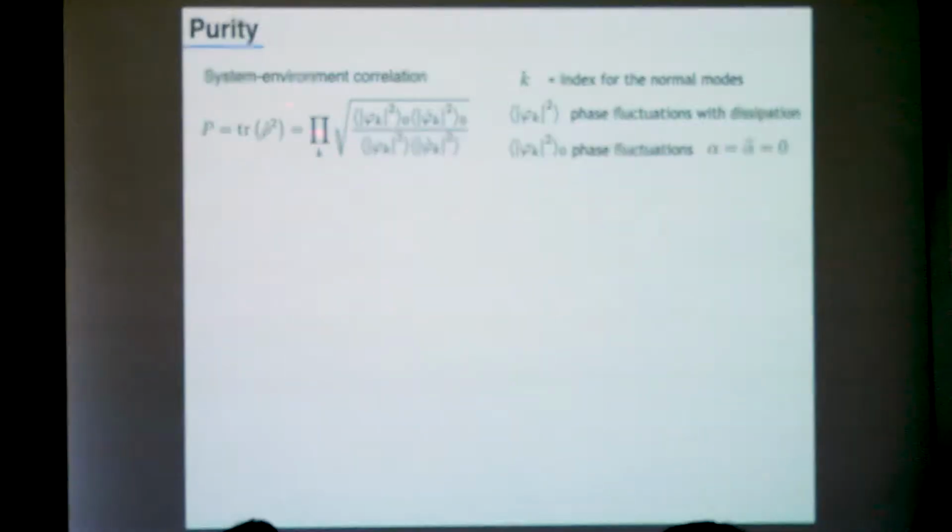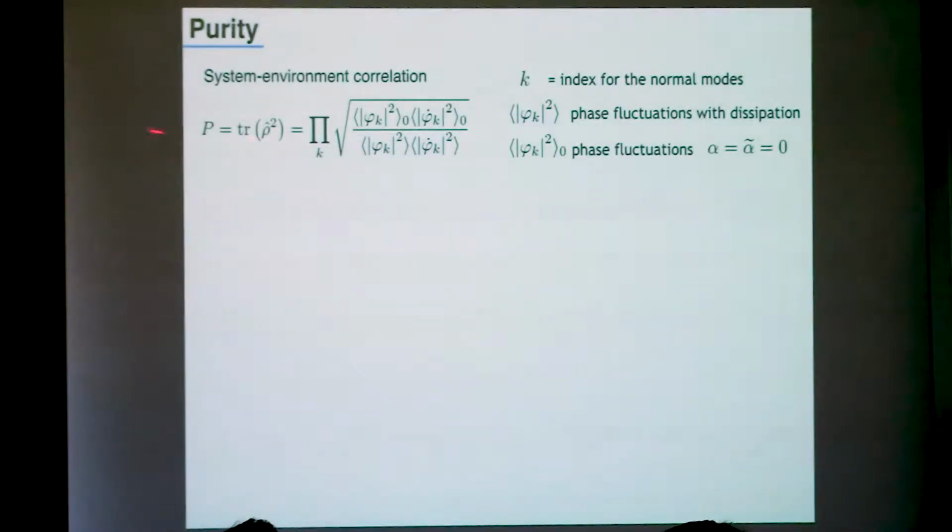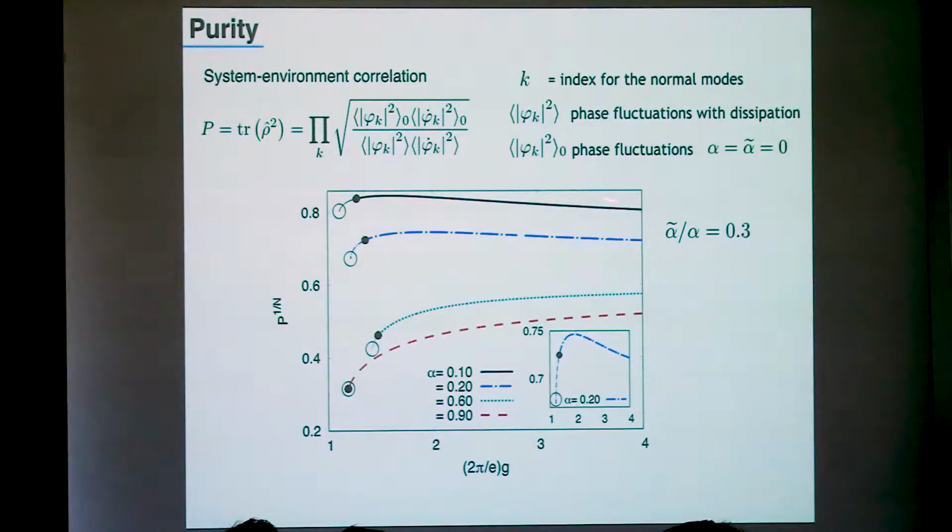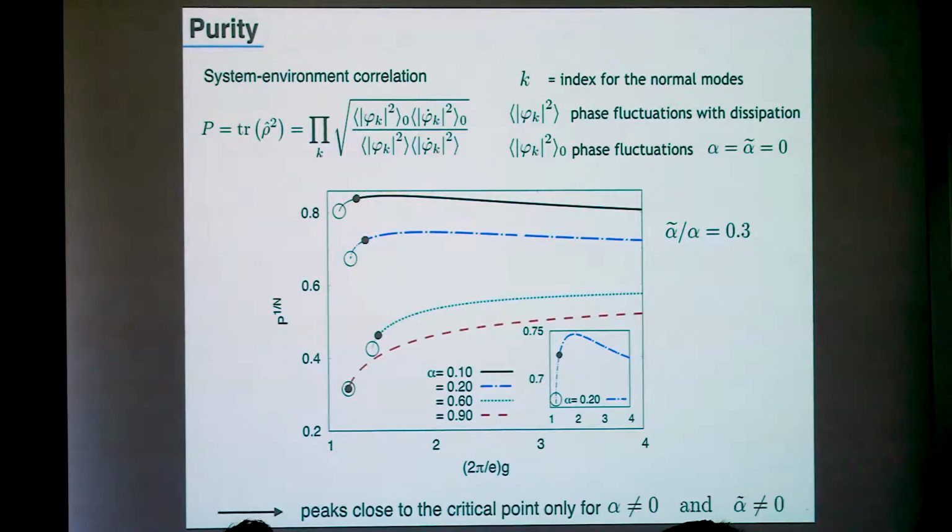So this is the result for the purity. Let me recall what the purity is. Purity is how close your system is to a really pure quantum state and not a statistical mixture. So in a pure quantum state, the trace of rho squared is 1, and it is less than 1 in the other case. This is an analytic expression, for the moment not important. But what you observe, by changing the ratio g, the coupling strength, a fixed ratio between the two dissipative channels, is a peculiar behavior close to the transition point, in which this line has a non-monotonic behavior, showing a peak. And this is present only when we consider these two kinds of dissipation.